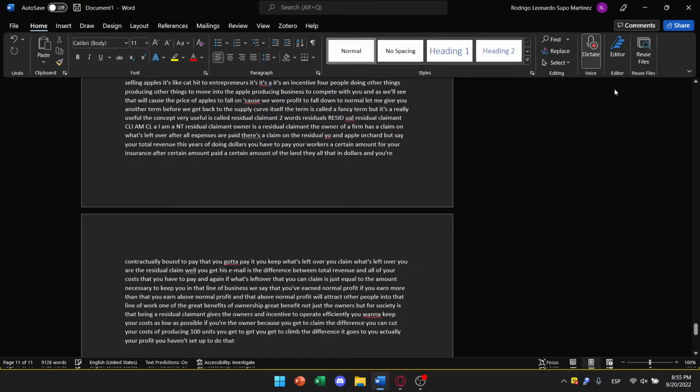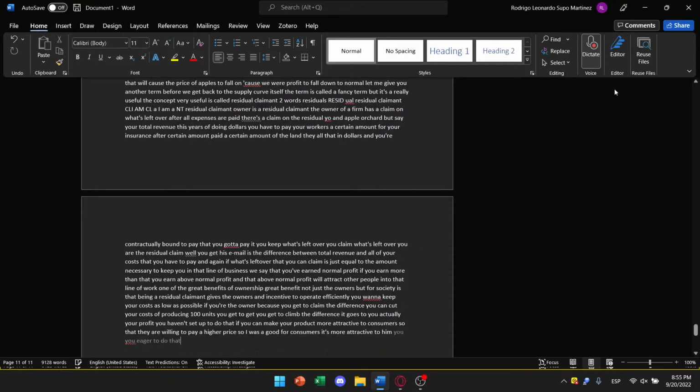If you can make your product more attractive to consumers so that they are willing to pay a higher price, it's obviously good for consumers. It's more attractive to them. You're eager to do that because you claim the difference between your cost of doing that and whatever is the amount of revenue you get from doing that.